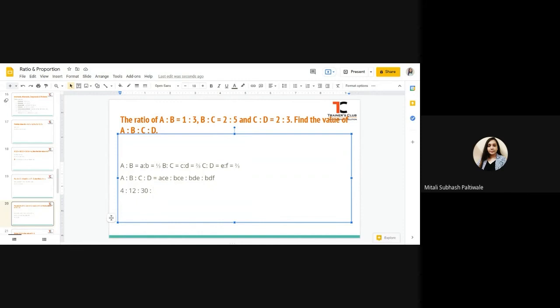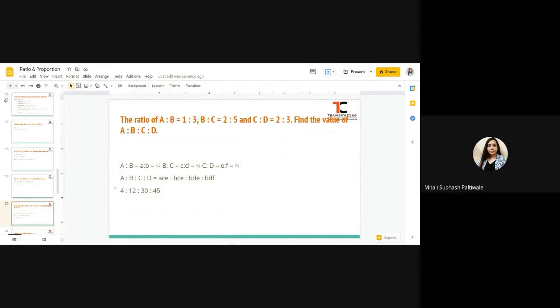9 fives are 45. So 45. So that's how we have solved this equation. We have solved this question, and finally we have got the answer for A is to B is to C is to D. Okay, let's move a little more ahead.